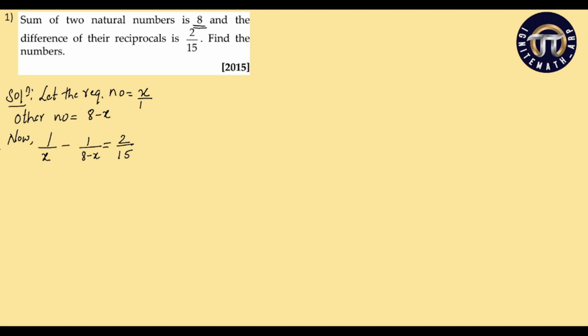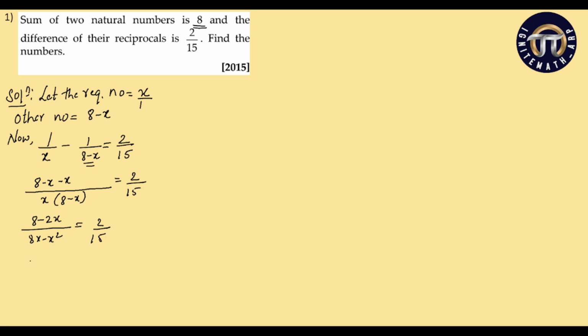Now I'm going to take the LCM of x and 8 minus x. So LCM is going to be x into 8 minus x. Over here the denominator is to be multiplied with 8 minus x, so the numerator should also be multiplied with 8 minus x. So 8 minus x we get in the numerator. I'm going to keep 2 by 15 as it is. So in the numerator 8 minus 2x, divided by, when you multiply this, I get 8x minus x square, is equal to 2 by 15.